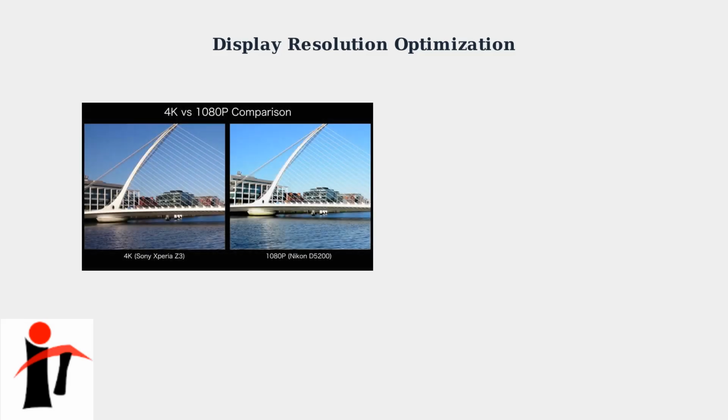Getting the most out of your EE Box Pro starts with optimizing your display settings. The most important setting is matching your display resolution to your TV's native resolution. Whether your TV supports 4K, 1080p, or 720p, matching the box's output to your TV's native resolution ensures the best picture quality and prevents unnecessary scaling that can reduce image sharpness.